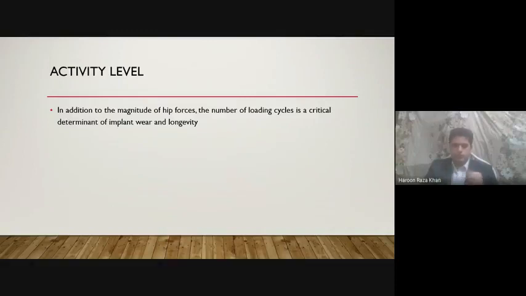This is the purpose of this topic here. We will not go into excessive detail about this topic about the level of activity. You just have to understand that the magnitude of forces on the hip, the loading cycles, determines the activity level and the level of wear and tear that occurs on this repaired hip replacement. So we will move onwards.